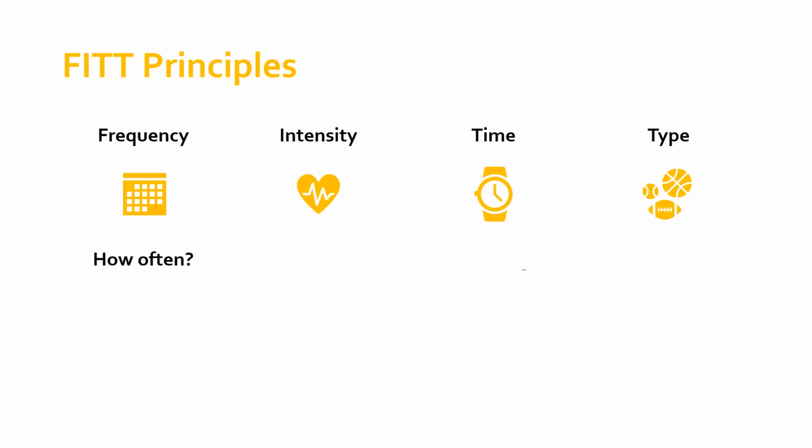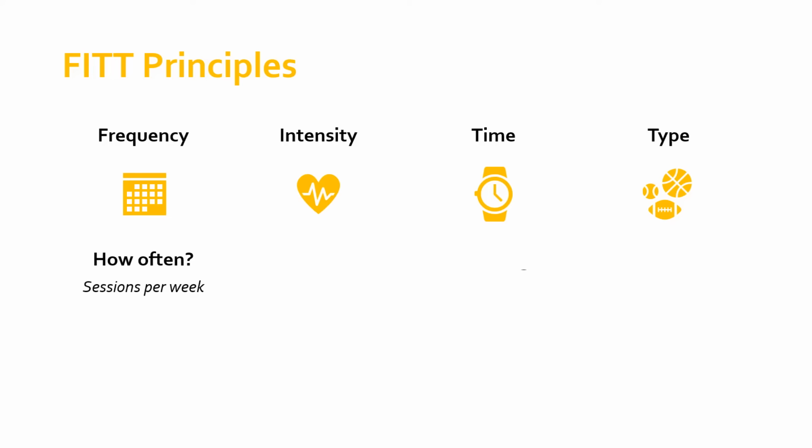So frequency simply means how often. How often is that person going to be exercising? So how many sessions per week? That would be the normal way of phrasing it. Is it 2 sessions a week, 3 sessions a week, 4 sessions a week? How many sessions a week are we talking about?